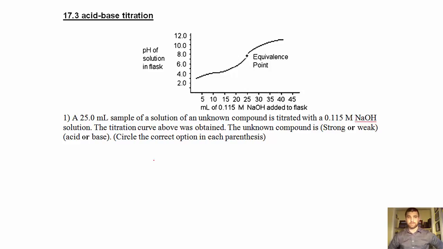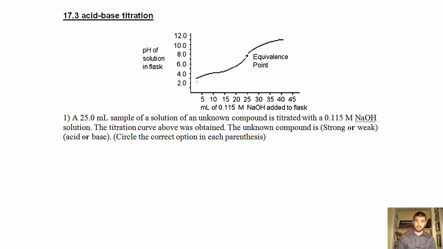Mr. Nani here again, looking at 17.3 acid-base titration. First question, it says a 25 milliliter sample of a solution of an unknown compound is titrated with 0.115 molar NaOH solution. The titration curve above was obtained. The unknown concentration is either strong or weak, acid or base. Circle the correct options. Well, let's take a look.